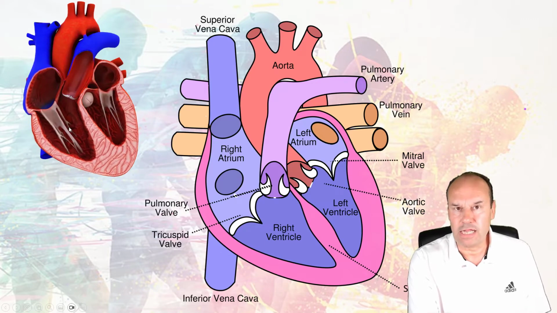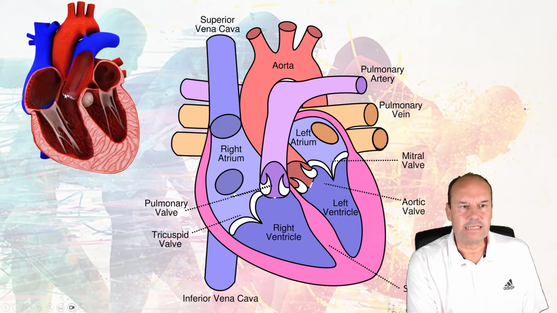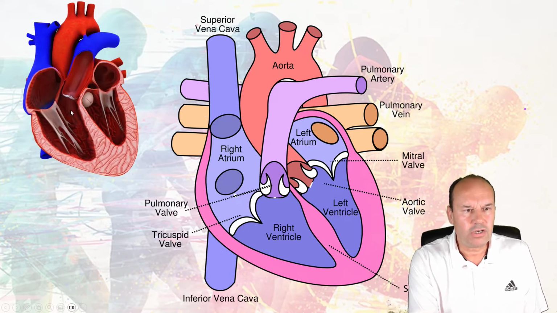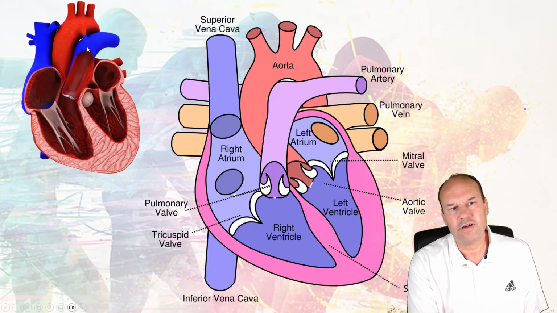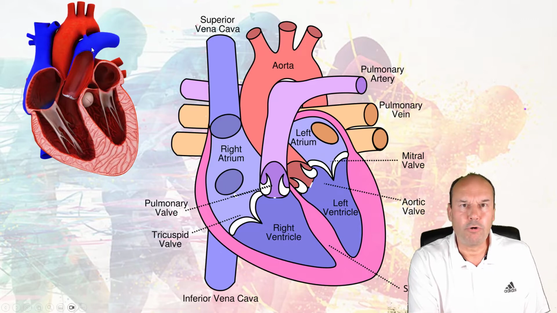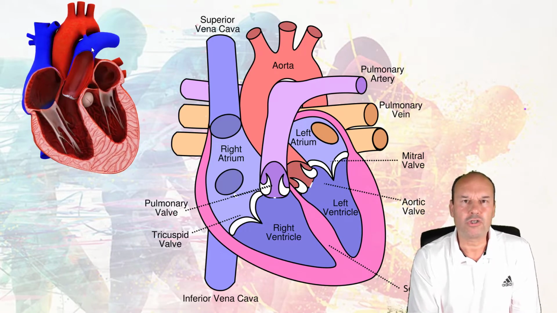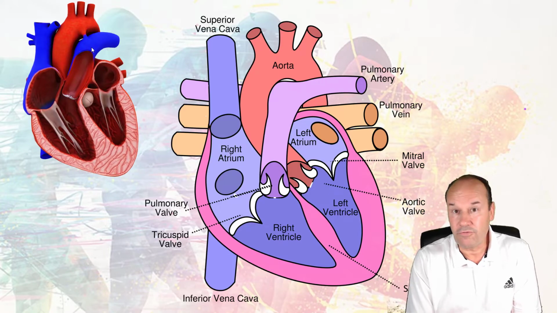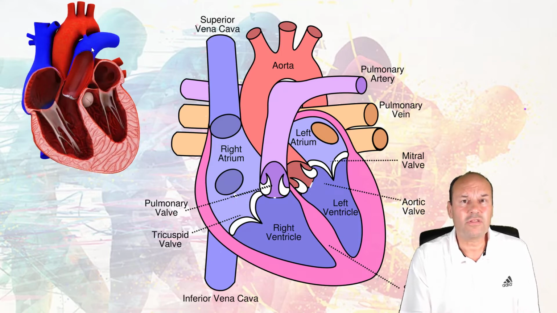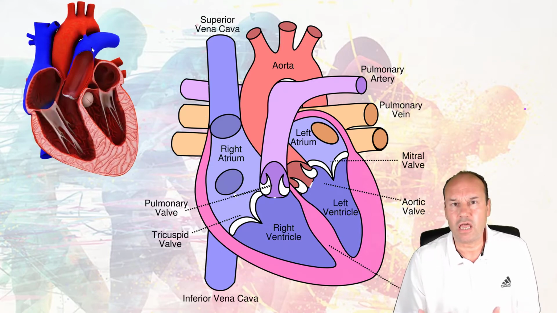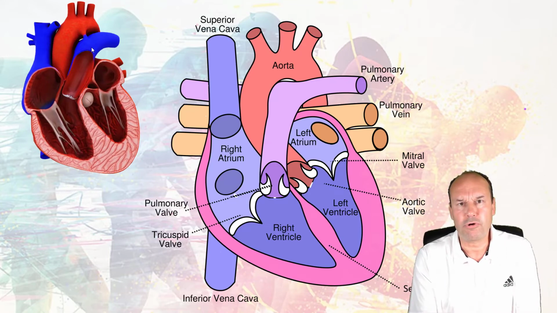It's still deoxygenated, and then you can see this valve here, and that valve is a semilunar valve, and the blood passes through the semilunar valve into this blue blood vessel, which is called the pulmonary artery. Hopefully you'll remember that arteries carry blood away from the heart, and pulmonary means lungs. So when you hear the word pulmonary, it means lungs. So deoxygenated blood is carried to the lungs via the pulmonary artery.